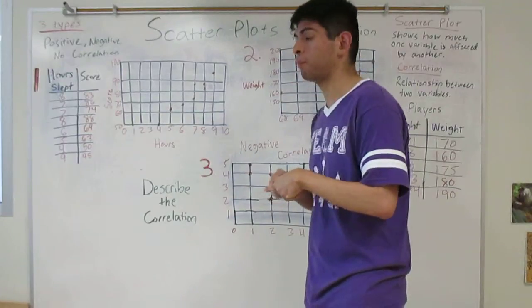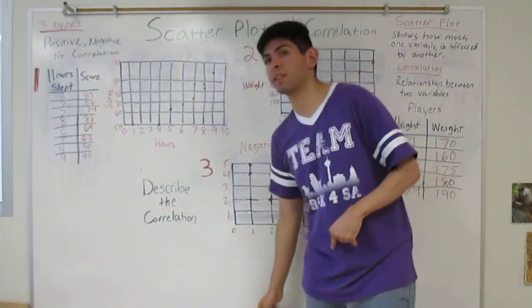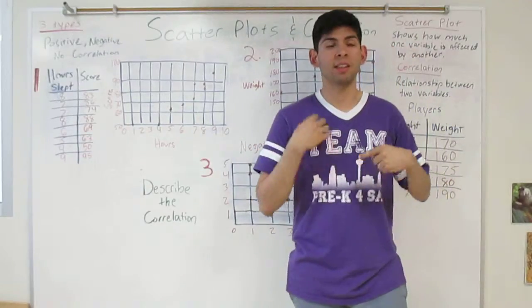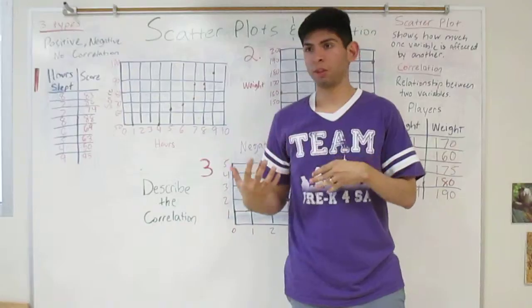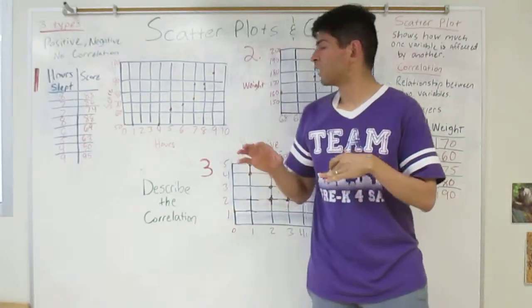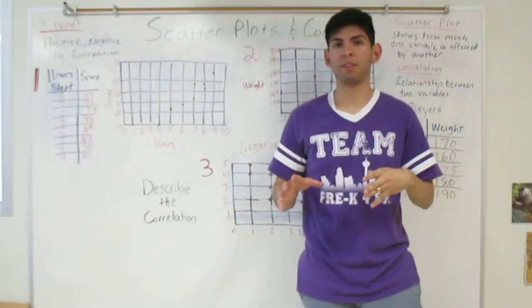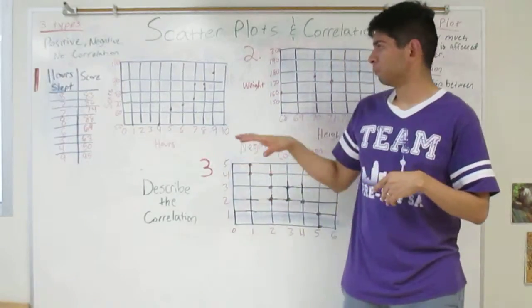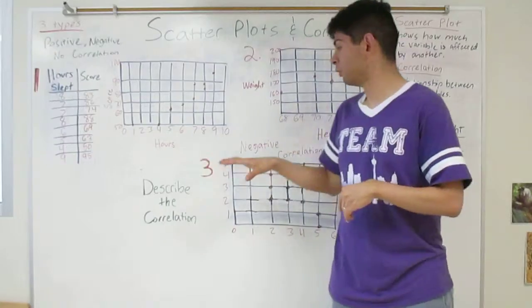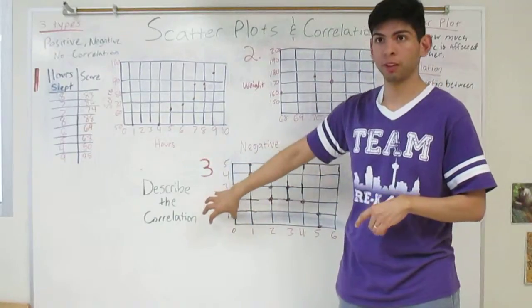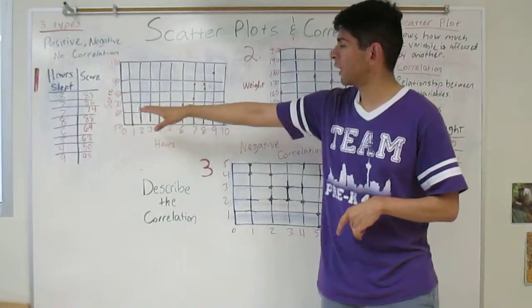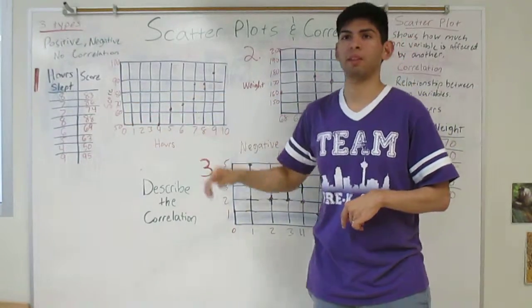Now, if you have any trouble at all with this lesson, please let me know. We can discuss this after class. You will have homework over this, as always. You'll have graphs asking you to describe the correlations, which we just went over, and you'll have a data table and a graph to plot the points.